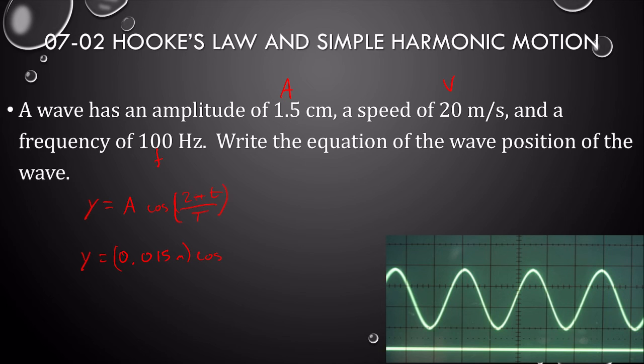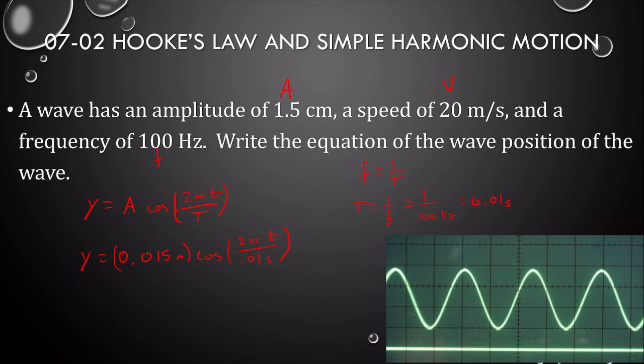But we need our period. Alright, well, frequency is 1 over period, or if you like, period is 1 over the frequency. So 1 over 100 is 0.01 seconds. So it'll be 2 pi t over 0.01 seconds.